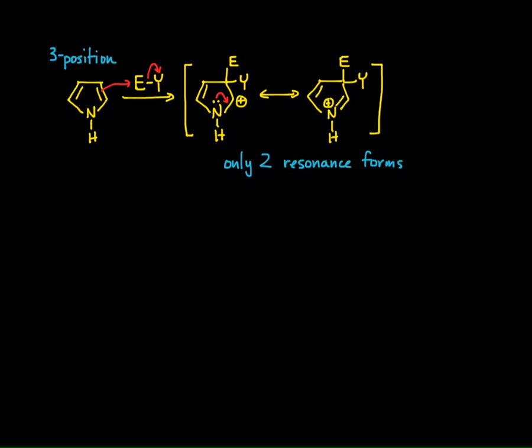And so this is important because for substitution at the 2 position, I can generate 3 resonance structures. For substitution at the 3 position, I can only generate 2 resonance structures. And therefore, the 2 position substitution is going to be favored due to that extra resonance structure to help stabilize that cation.